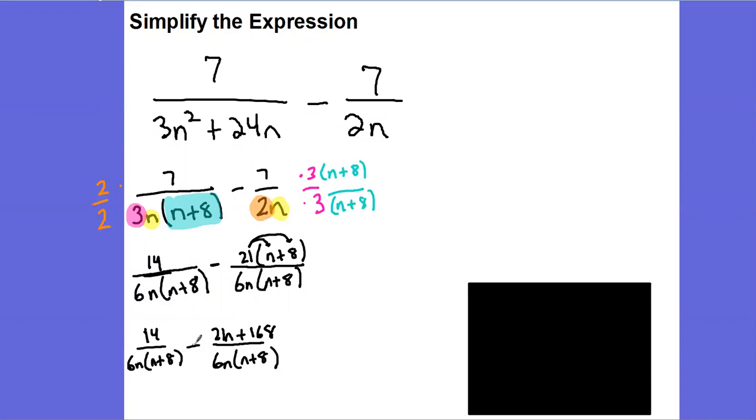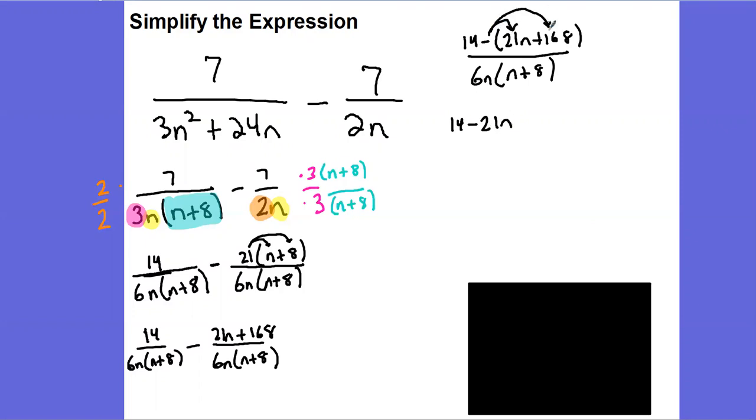All right, so I'm subtracting this quantity. I'm subtracting that grouping. So let's write that out. So I have 14 minus, and I'm subtracting the quantity of 21n plus 168. Denominator 6n times the quantity n plus 8. And when you distribute this negative, you'll have 14 minus 21n minus 168. Denominator is still the same.